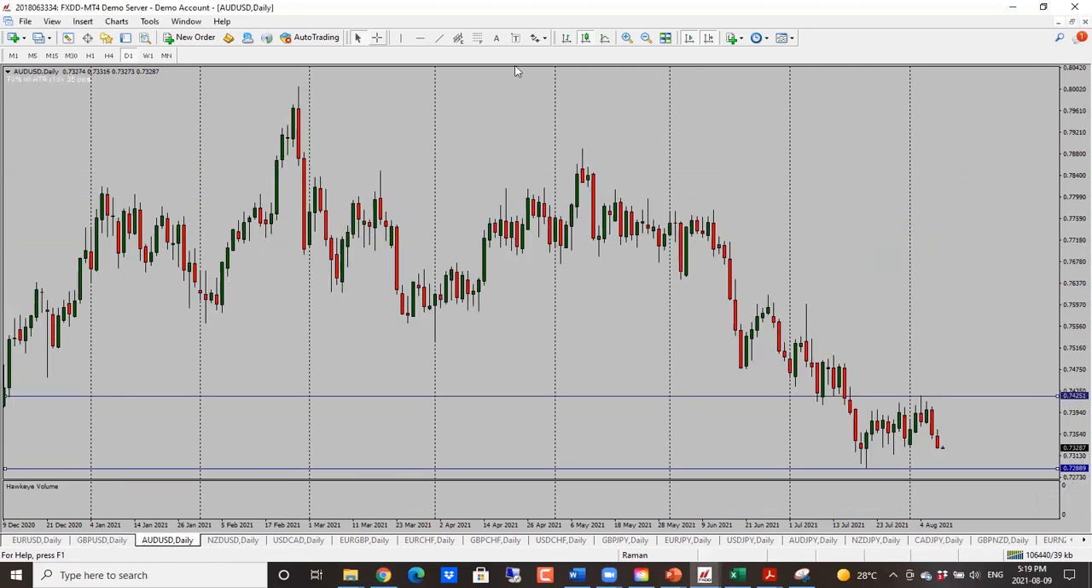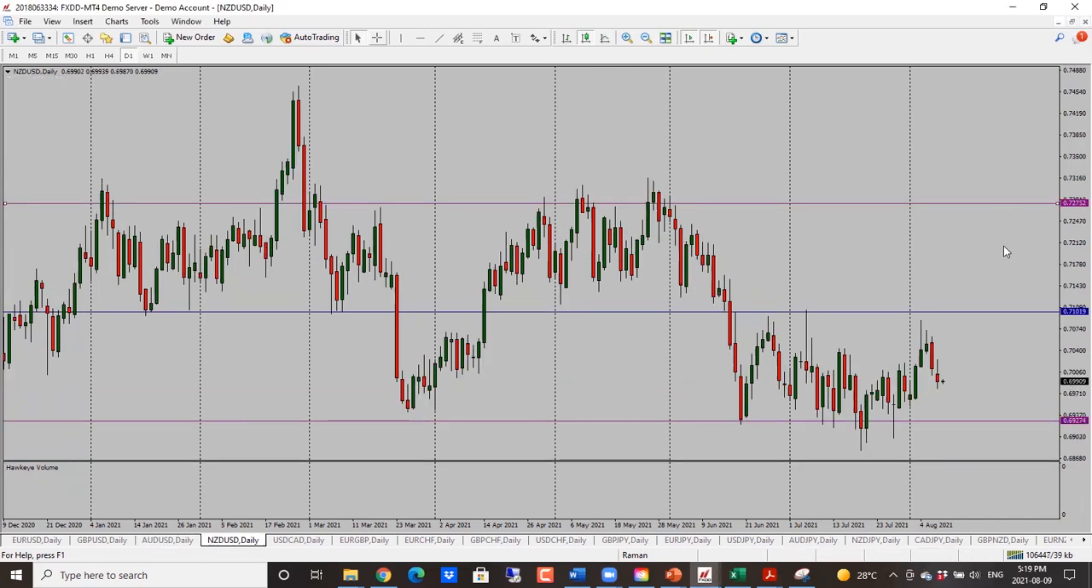Aussie dollar here, Aussie also rejected the top of the range, and now we're looking for a continuation towards the bottom of the range. We have a nice bearish candle close. So target is 0.7285. So bearish bias here for Aussie dollar as well.